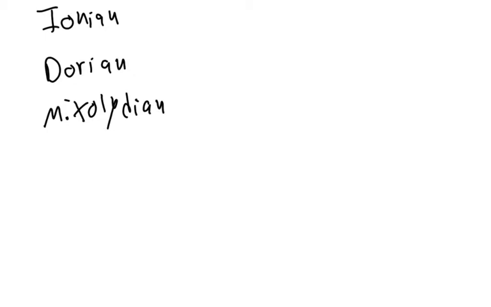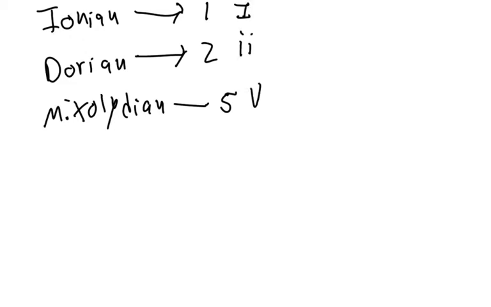Now, for mode numbers, the Ionian is the first mode. I got ahead of myself there. The Dorian is the second mode, and the Mixolydian is the 5th mode. So a 1, a 2, and a 5. Oftentimes those will be in Roman numerals, and when they're in Roman numerals, it's capital, lowercase, and then the capital followed by a 7. We'll get more into that later of why that's the case.